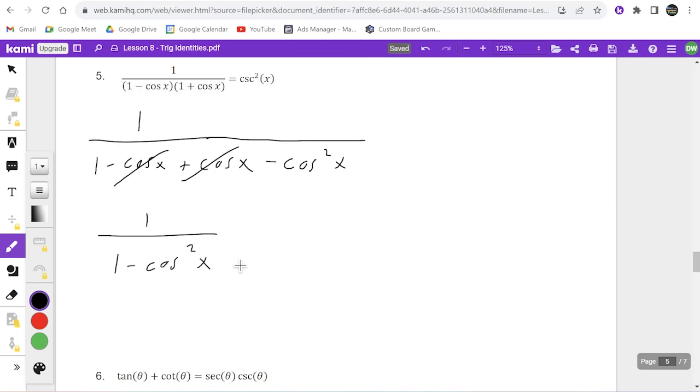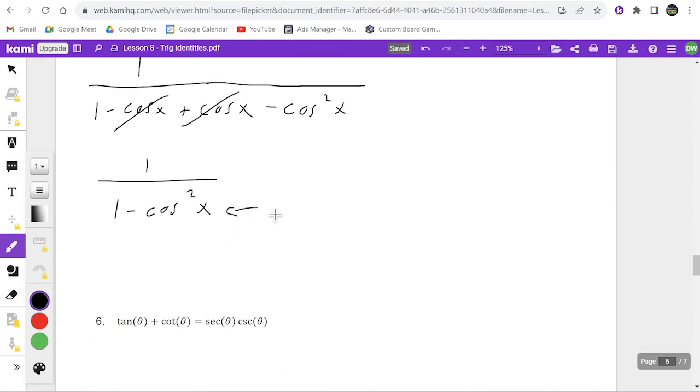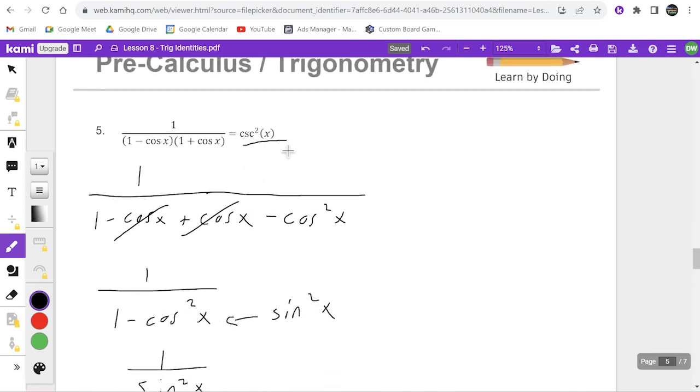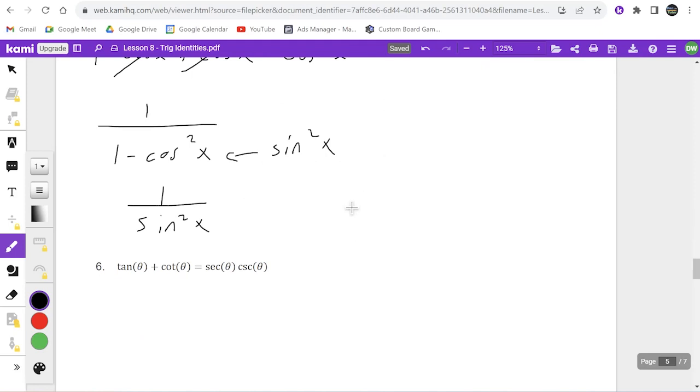And hey, 1 minus cosine squared x, we know what that is. We just said it a minute ago. That's sine squared x. So it looks like I got 1 over sine squared x. And I forget, how do I know when I'm done? Oh yeah, I have to have it equal cosecant squared x. So I'm right here right now, and I need it to equal cosecant squared x. I would say this is a reciprocal identity. So for that reason, cosecant squared x equals cosecant squared x. Check mark. Done. Again, that was the reciprocal identity.